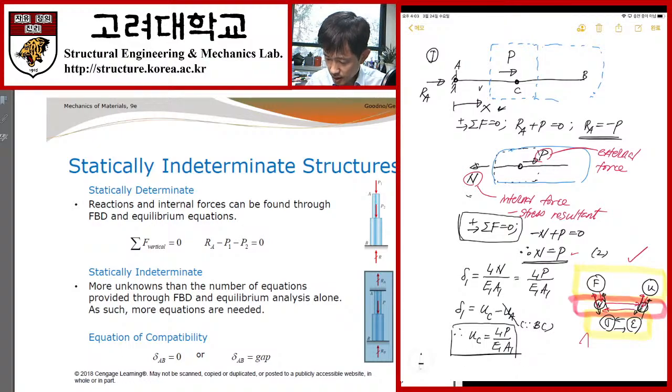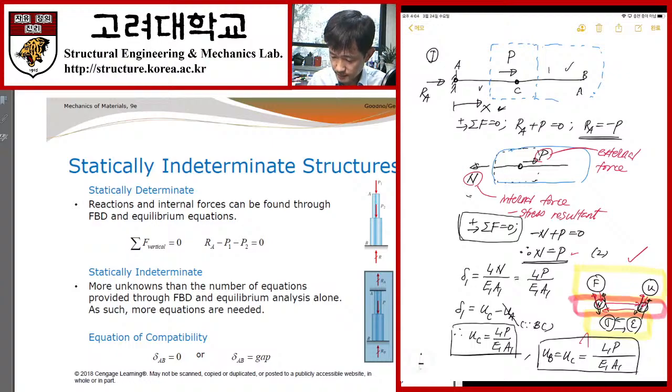And then make sure that there is no force here, and that this is a free end, which means UB is equal to UC, isn't it? Yeah, because there is no force. L1 P over E1 A1. This is what happened in system 1. Okay, please make sure that I want to call this equation 3.